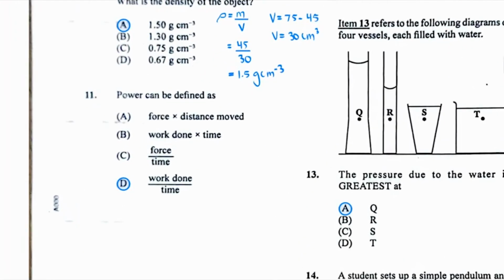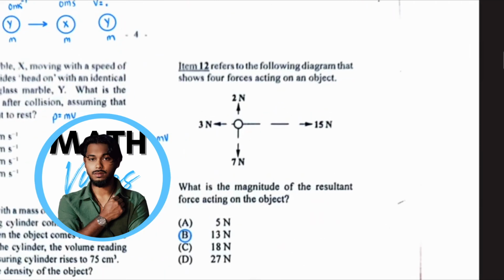Question 11. Power can be defined as work done over time. Remember, power is equal to energy over time. And what is energy? Energy is just simply work done. Alright, so D.